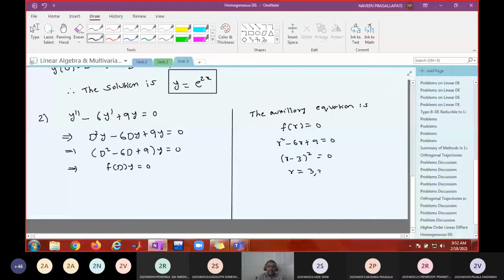So what is your observation? What kind of roots are these? Real and equal. Therefore what is the general solution? y equal to c1 plus c2x into e power 3x. Is that fine? Shall I proceed? So next one.